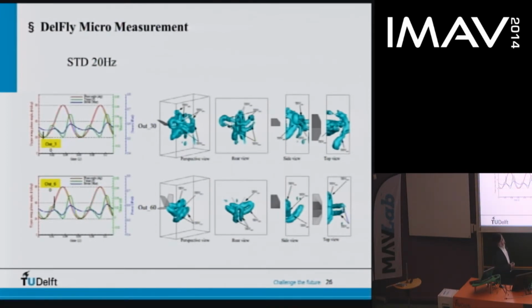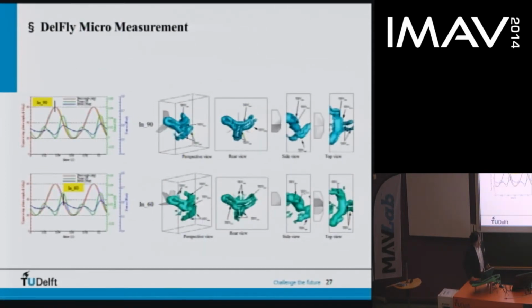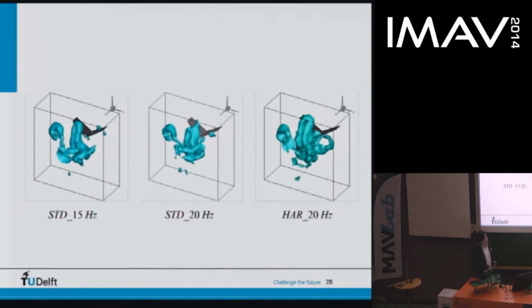The flow topology of DelFly Micro is quite the same as DelFly 2. Here it is for different phases. And we also compare different flapping frequencies and different wing aspect ratios. They have nearly the same flow topology, only different in magnitude.